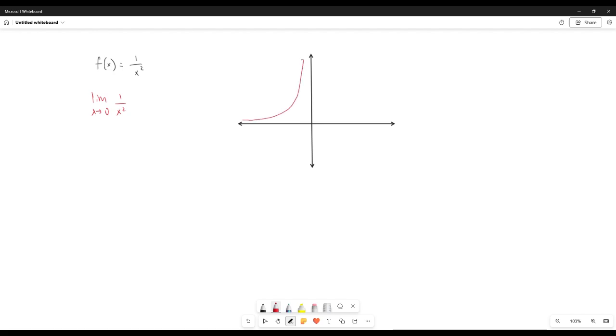By looking at the graph, we can see that the values of f of x can be made arbitrarily large, or infinitely large, by taking x close enough to 0. Thus, the values of f of x do not approach a number, so the limit does not exist.